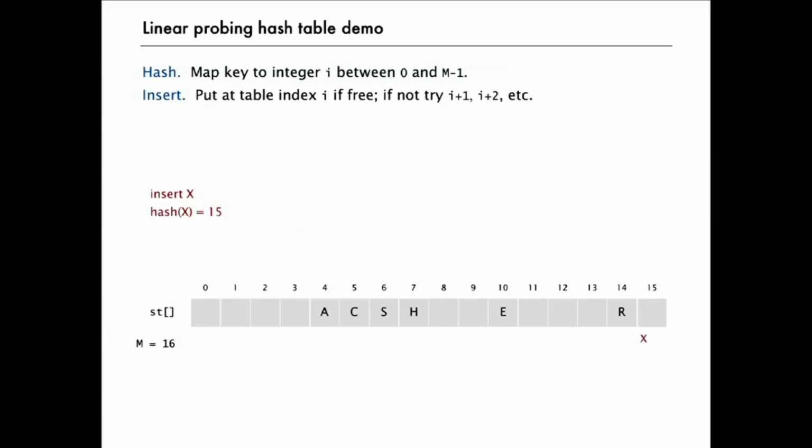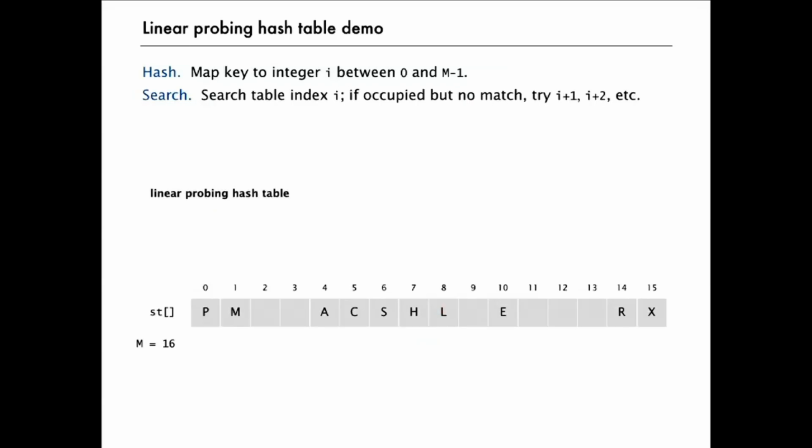So X hashes to 15, that's empty, so we put it there. M hashes to 1, that's empty, and we put it there. P hashes to 14, 14's occupied, 15's also occupied. Now we run off the end of the table and look at 0, and that's empty, so we put it there. L hashes to 6. 6 is occupied, we look at 7, 7's occupied, we look at 8, and we put it there. And so that's an example of inserting keys into a hash table.